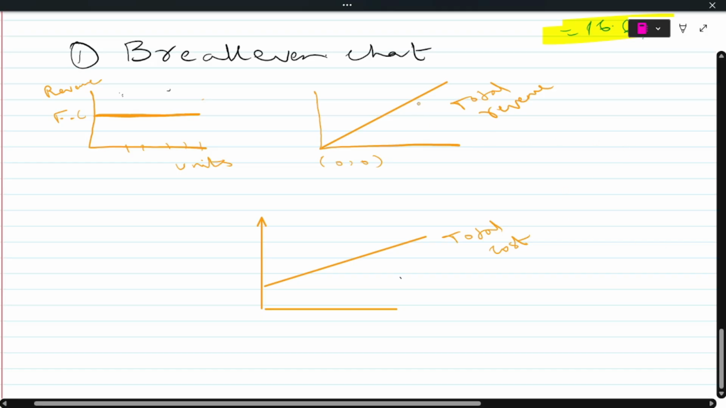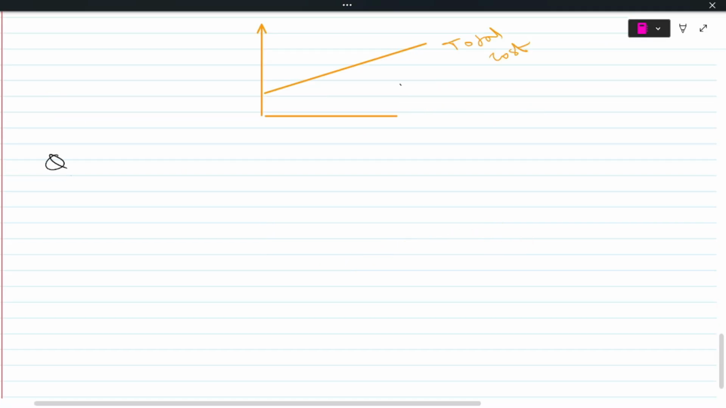But remember that the break-even chart has only three lines. The first one of fixed cost, the other one of total revenue, and the third one of total cost. So total cost, total revenue, fixed cost. These three lines are there in the break-even chart. Now let me write an example question over here.